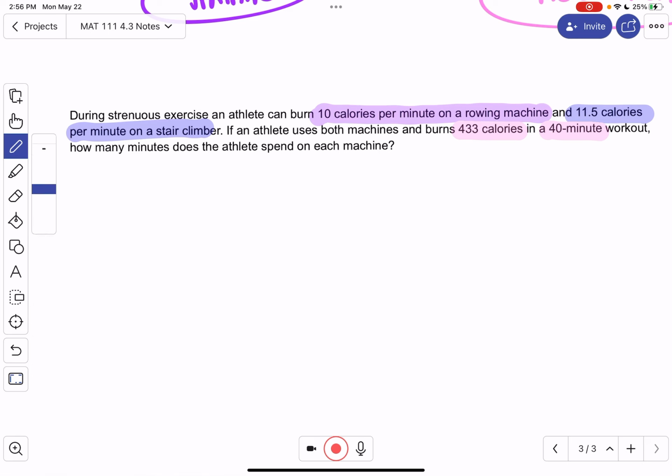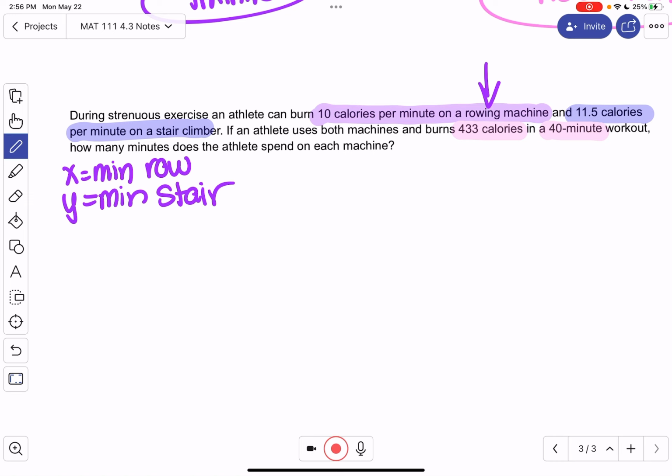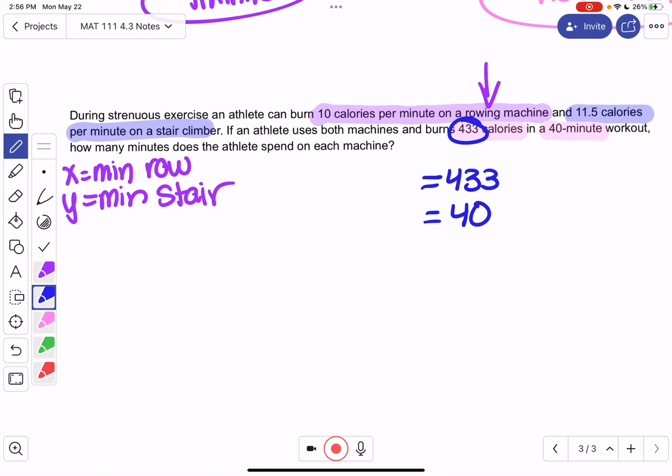So we're looking for minutes, so our x and y are going to have to do with the minutes of something. And the two somethings we're doing are rowing and the stair climber. Those are our two somethings. So x, let's call minutes rowing. Y, we'll call minutes doing the stair climber. We also have two totals. One of our totals is the calories. The other total is the minutes. So if x and y are minutes, we add those together and we get our total minutes.